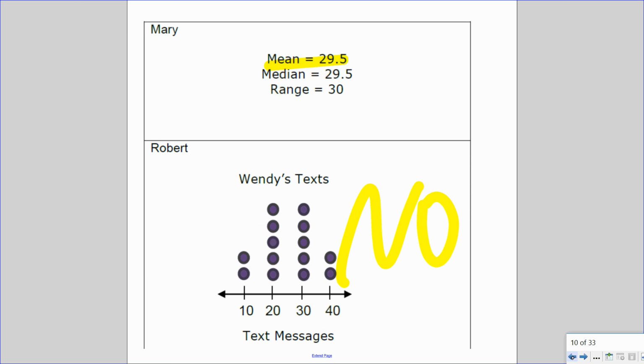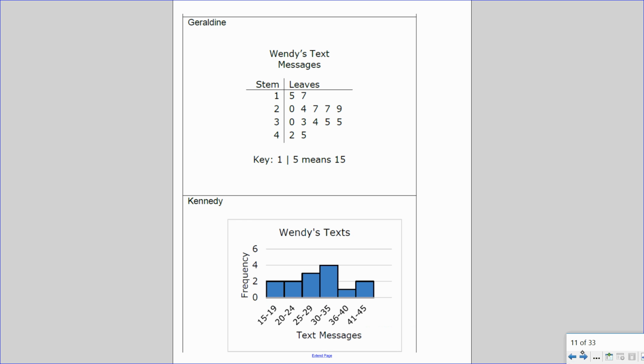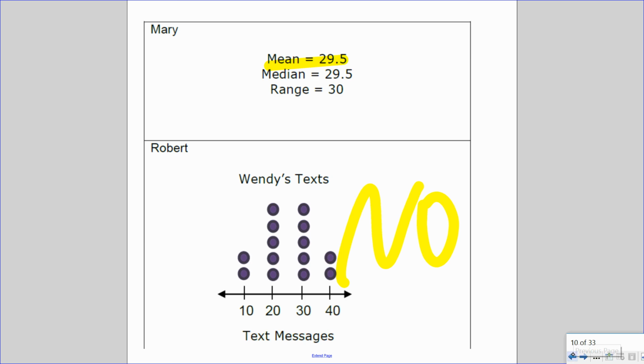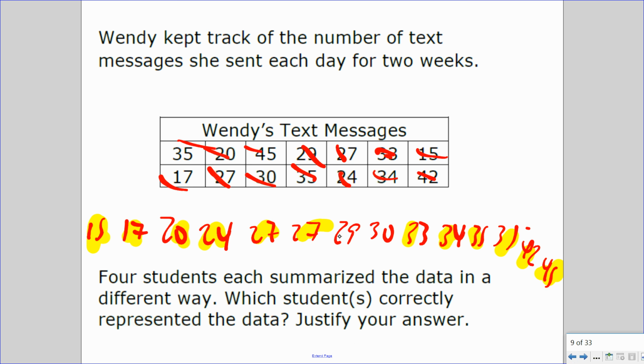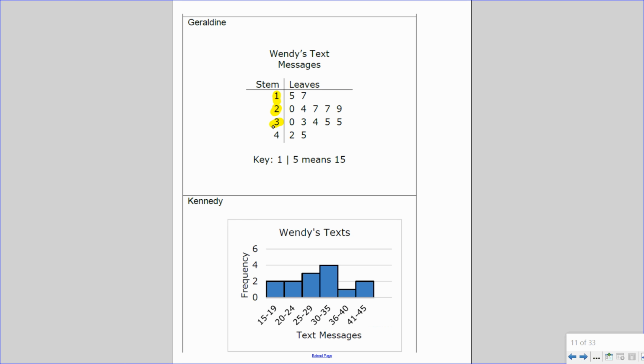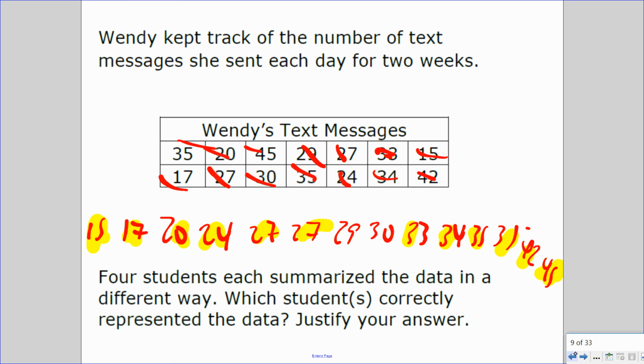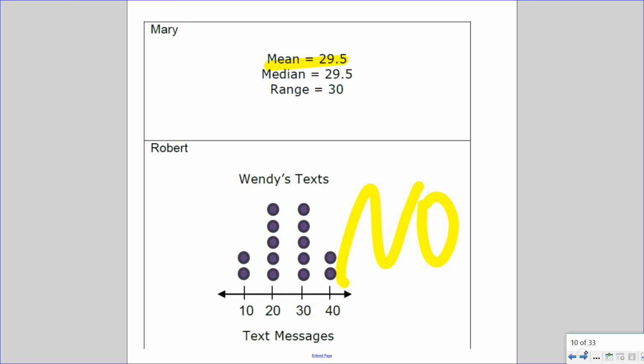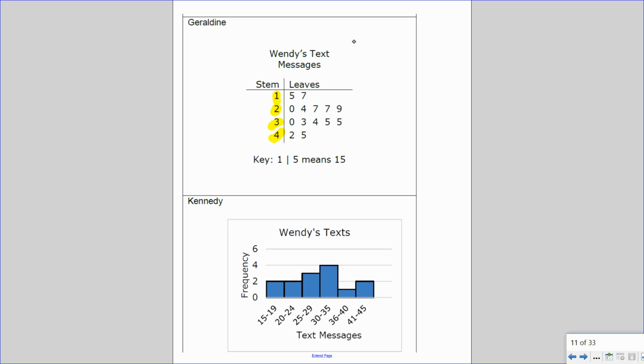Let's see. Stem and leaves. 15, 17. Yep, I see that. 20. I'm looking right here. 15, 17, 20, 24, 27, 27, 29. 20, 24, 27. Yep, I see that. 30, 33, 34, 35, 35. Let's see if we see that. 30, 33. Yep, I see that. 42, 45. I think we found our answer. Wait, 42, 45. Yep, I think Geraldine did a great job.